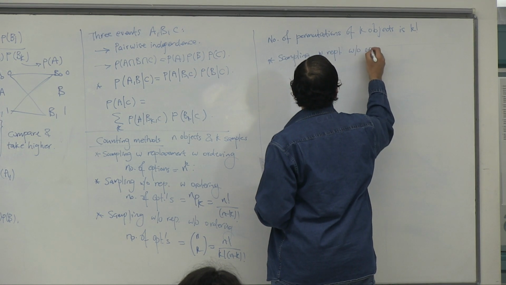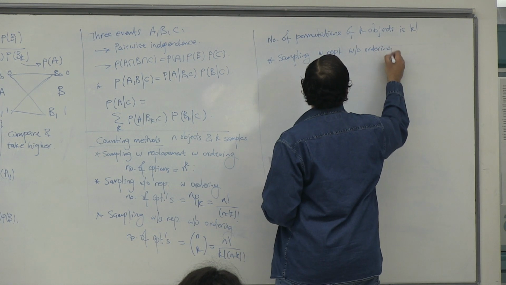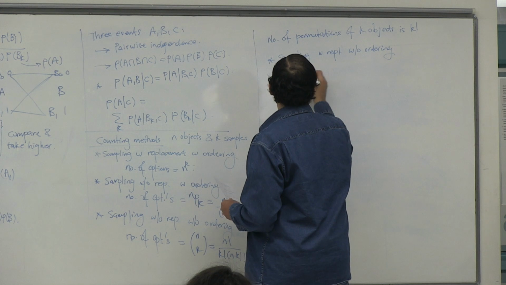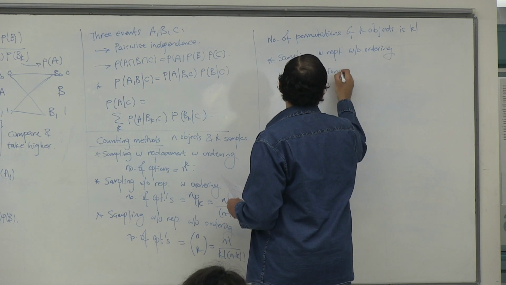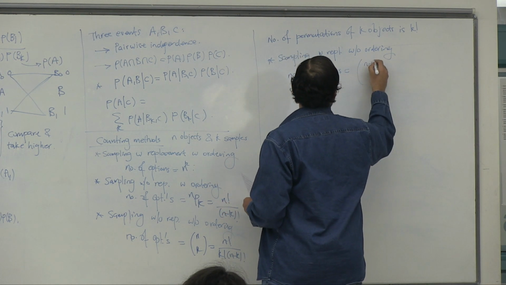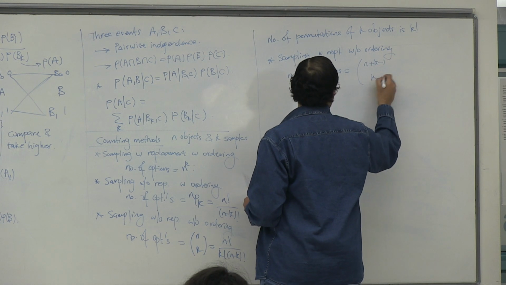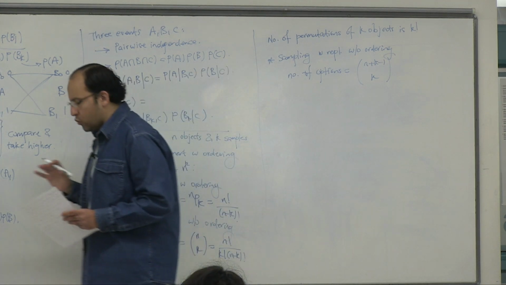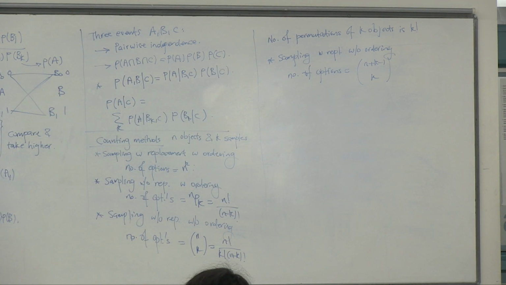without ordering. So the number of options here is n plus k minus 1, choose k. What is the logic behind this one? This one is a little tricky, and we will do it through a separate example right now.